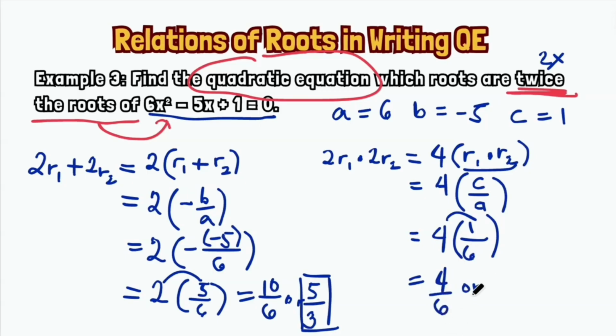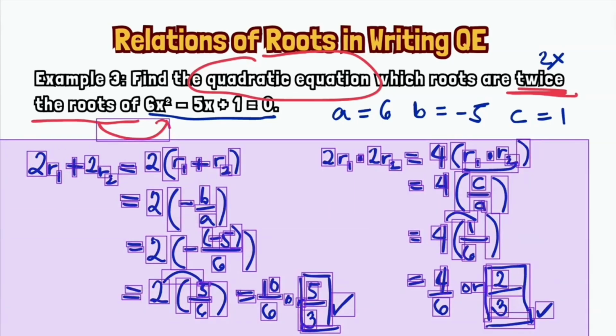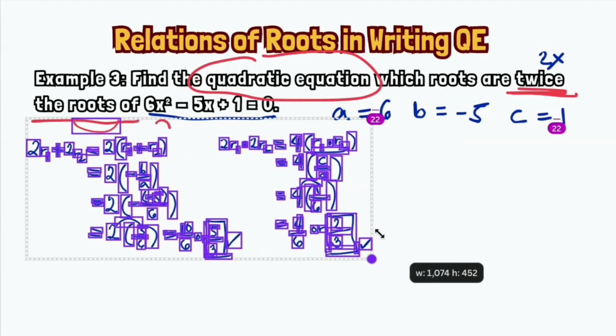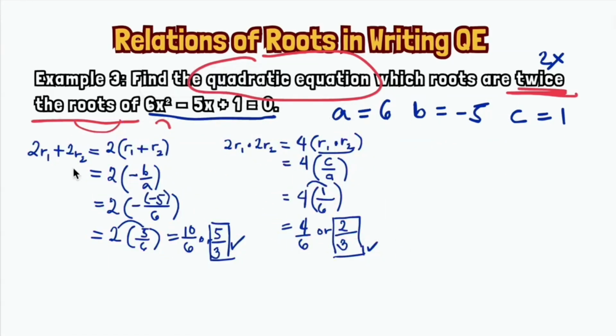Or, this is divisible by 2. 4 divided by 2, that is 2. 6 divided by 2, that is 3. And this is the product of the twice of the given roots. So we will use this particular equation. Allow me to minimize yung laki nila para maximize natin yung space. So, ang gawin naman natin, we could create a quadratic equation using this particular formula. So, we have this form pala.